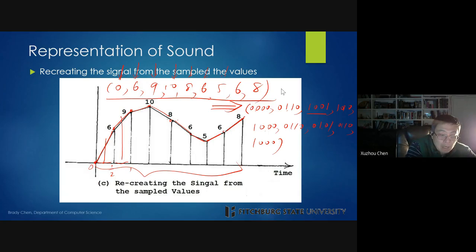Now, clearly, in this case, 4 bits should be enough. Now, what about if we have a sound wave like this? Let's say this is 25. Okay, now we still try to use 4 bits to represent this digital sound wave.